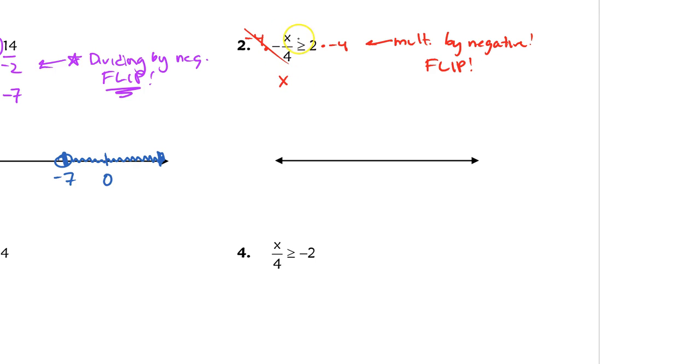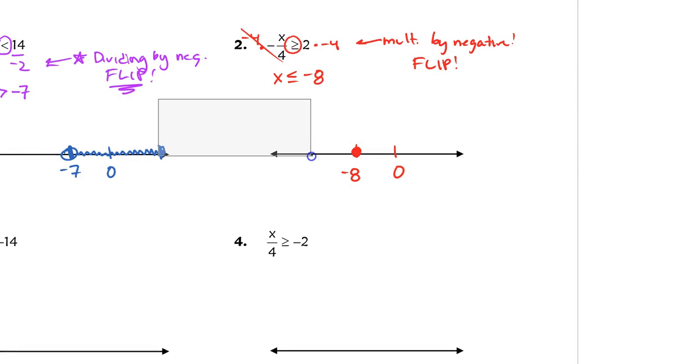Now I'm going to flip that sign here to a less than or equal to sign, and 2 times negative 4 is negative 8. So I end up graphing negative 8 and placing 0 again on the right-hand side here. Let's do a closed circle on negative 8, and we're going to shade to the left.